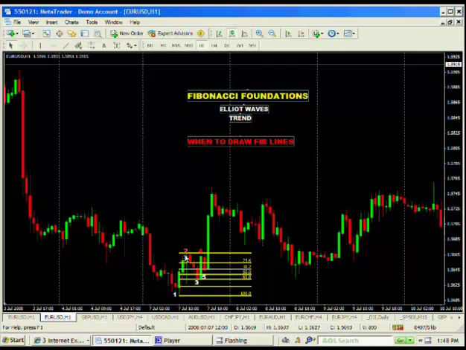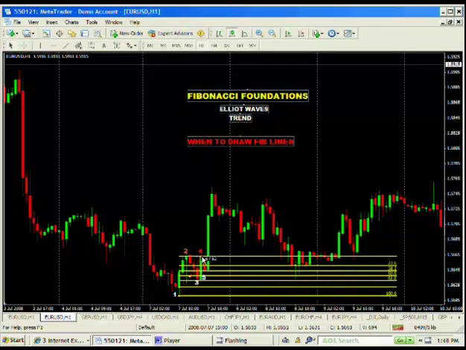Okay, let's look at where would we draw our next Fibonacci. Well, the trend is still up and the move is still up when we draw here, and we come down here and we bounce up. So, but where do we stop next? We stop right here.